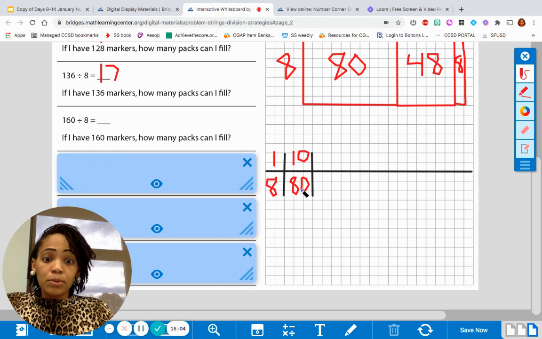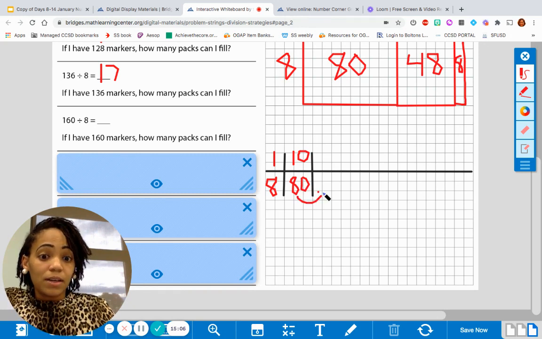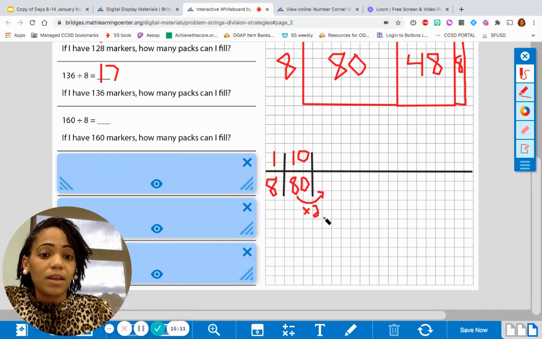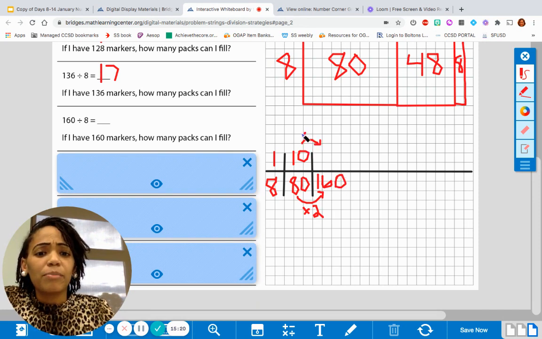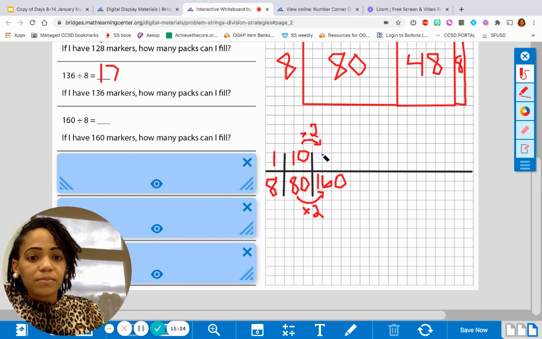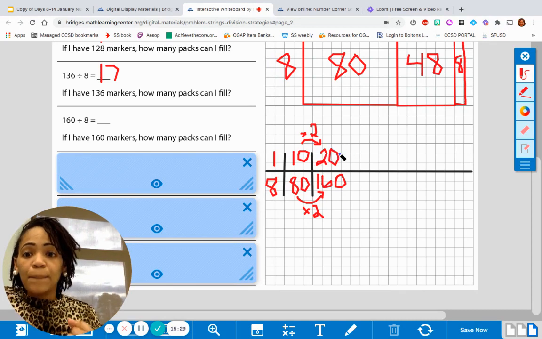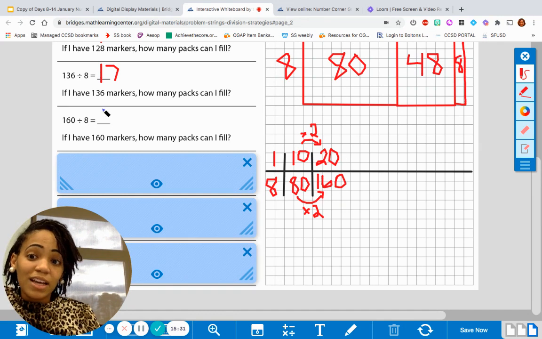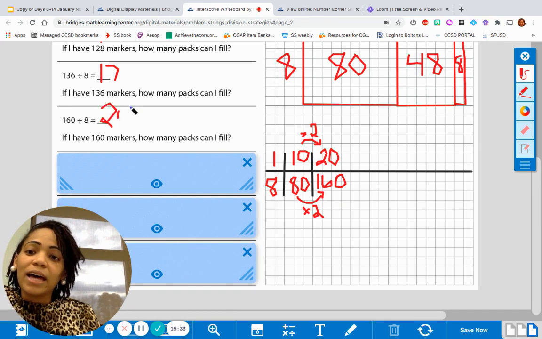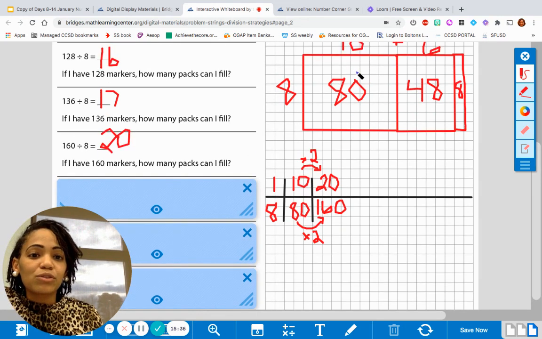160 is 80 doubled. Okay, so essentially, this is what I'm doing. I'm multiplying 80 by 2, which gives me 160. And if I multiply 80 by 2, then that means I'm doubling the amount of packs that I have. So that means I have 10 times 2, right, which is 20. So then how many packs can I fill? I can fill 20.